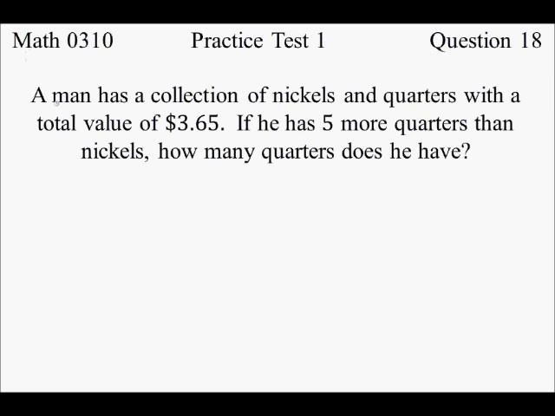Question 18, a word problem, says a man has a collection of nickels and quarters with a total value of $3.65. If he has 5 more quarters than nickels, how many quarters does he have? So here they're giving us two types of information. First, they're dealing with nickels and they're dealing with quarters.